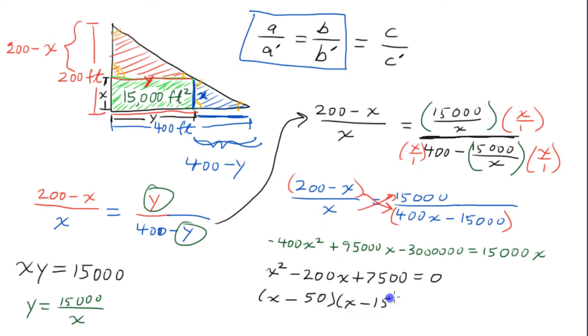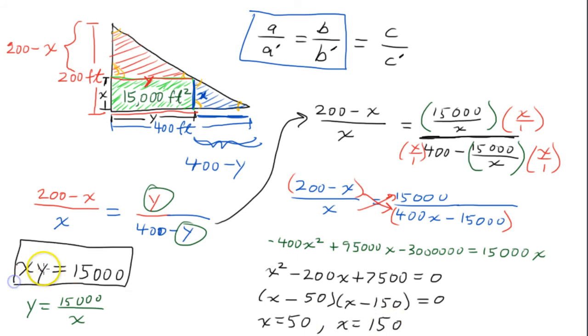X minus 150 times x minus 50 equals 0. So that gives two solutions. X equals 50 or x equals 150. A lot of times in problems like this with a quadratic, you have to throw a solution out because it doesn't make any sense. But here we have two possible solutions. Well, those are not the dimensions. It's not 50 times 150. Remember, we have just solved possible values of x, and we need x and y. So let's see what happens.